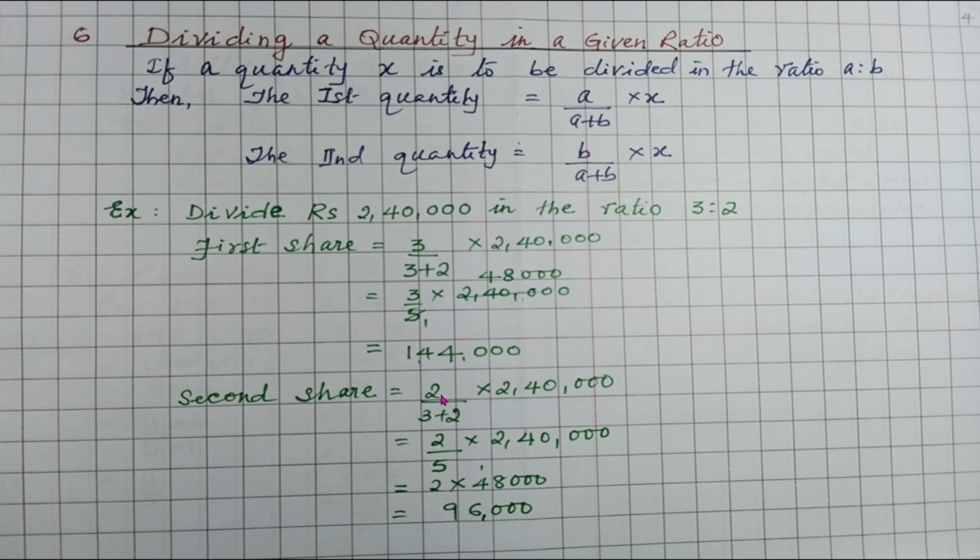The second share will be 2 divided by 3 plus 2 into 2,40,000. 2 divided by 5 into 2,40,000 becomes 2 into 48,000, that is 96,000. That is the division of 2,40,000 into two shares. First share is 1,44,000, second share is 96,000. When we add both of them, we get 2,40,000, and that is the method of dividing a given quantity in a given ratio. Remember that.